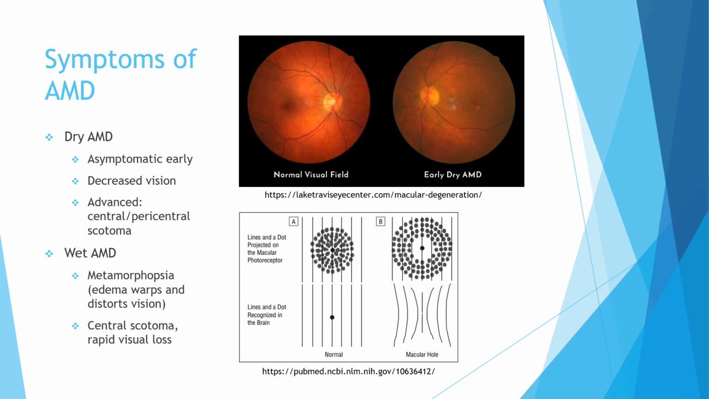Wet AMD as a macular degeneration can also present with central scotoma. It can also present with something called metamorphopsia. This is warping and distortion of vision because of the fluid on the inside of the eye.